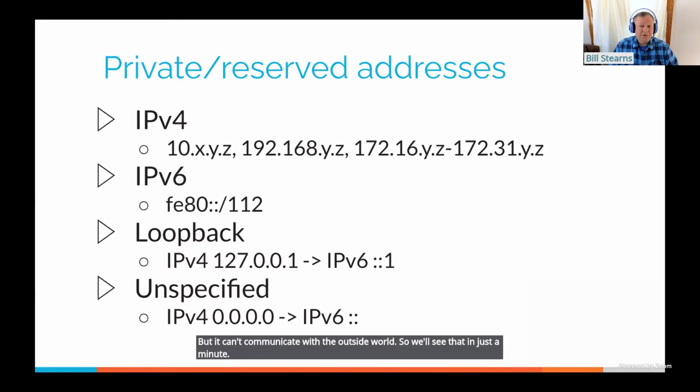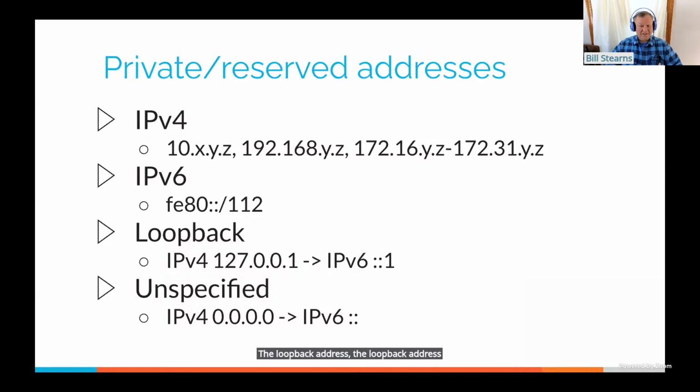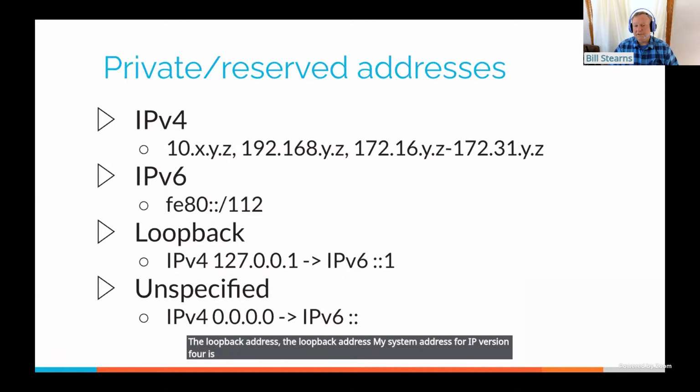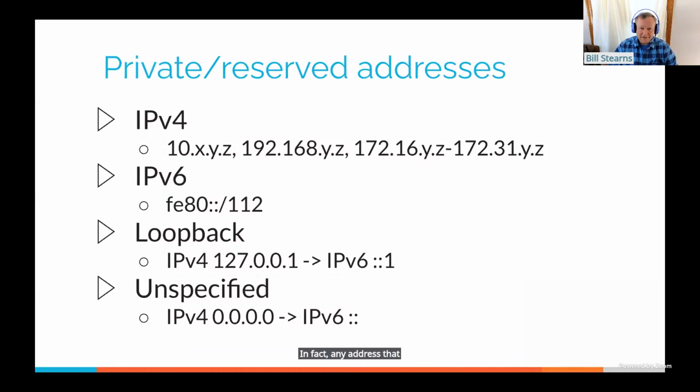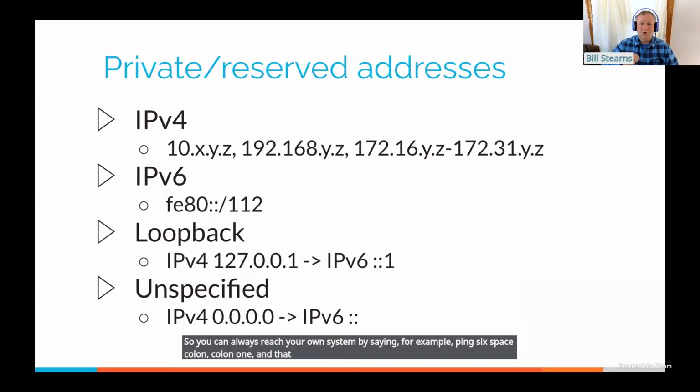The loopback address, the "my system" address for IP version 4, is called 127.0.0.1. In fact, any address that starts with a 127 can serve that role. On IP version 6, the loopback address is ::1. So you can always reach your own system by saying, for example, ping6 ::1, and that will ping your local system that you're sitting on right now.